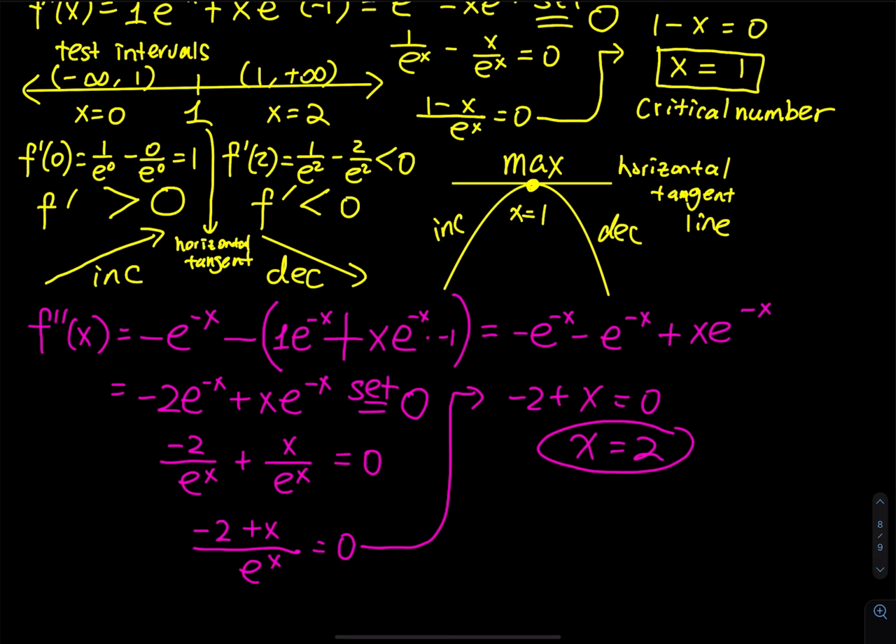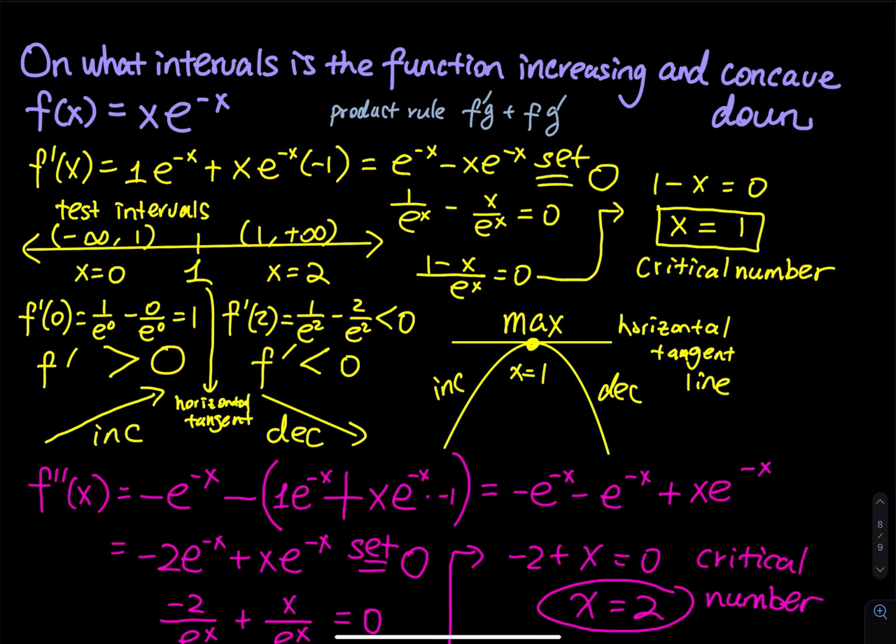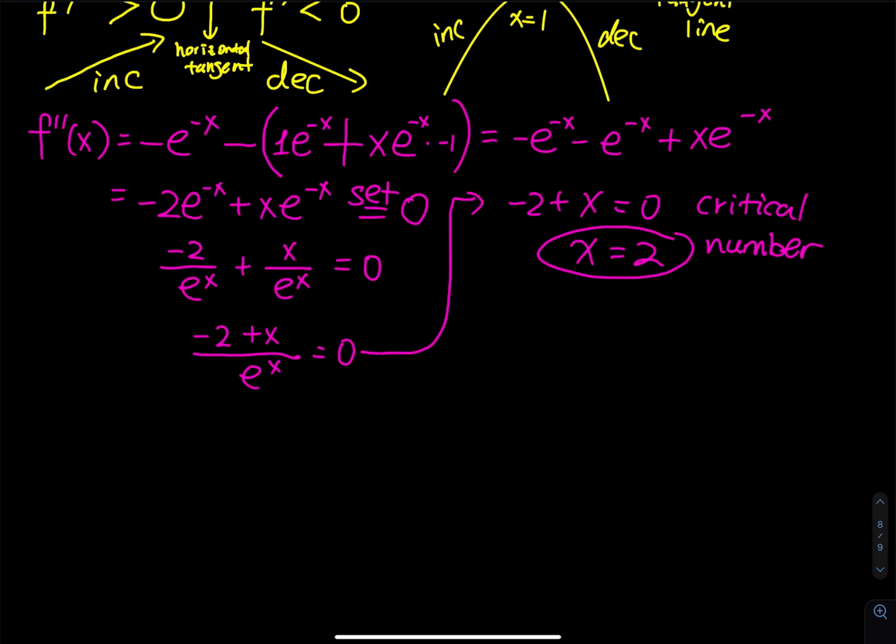This is also called a critical number. For concavity, this can be an inflection point, but is that really an inflection point? We have to find out. So let's draw an interval.